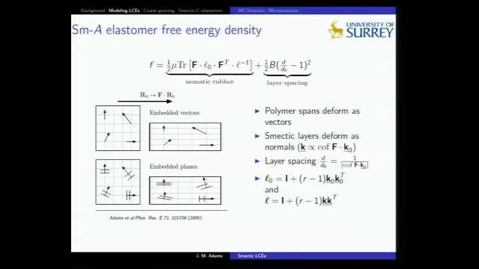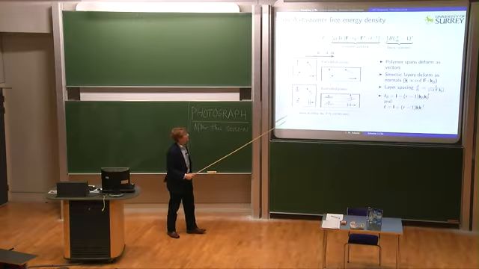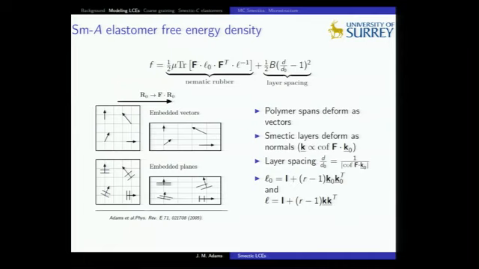And we've seen these two tensors here. L0 tells you about the initial anisotropy of the polymer chains, and L inverse tells you about the orientation of the anisotropic chains in the deformed state. In addition, in the Smectic phase, we have another term that says how difficult it is to change the layer spacing. And it comes with a different modulus, this Smectic layer modulus B.